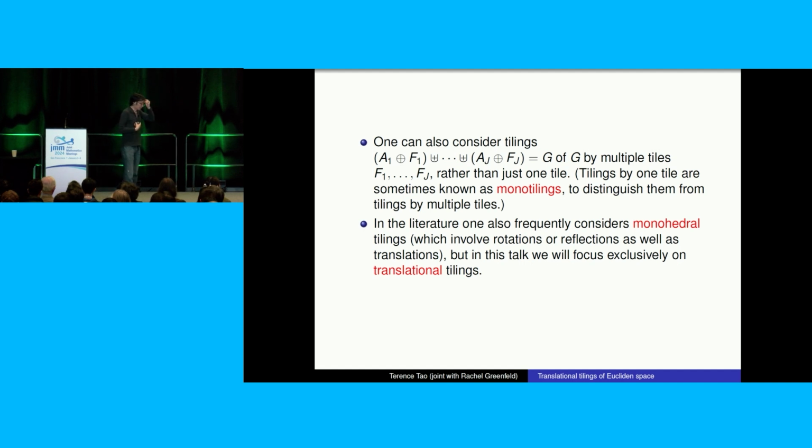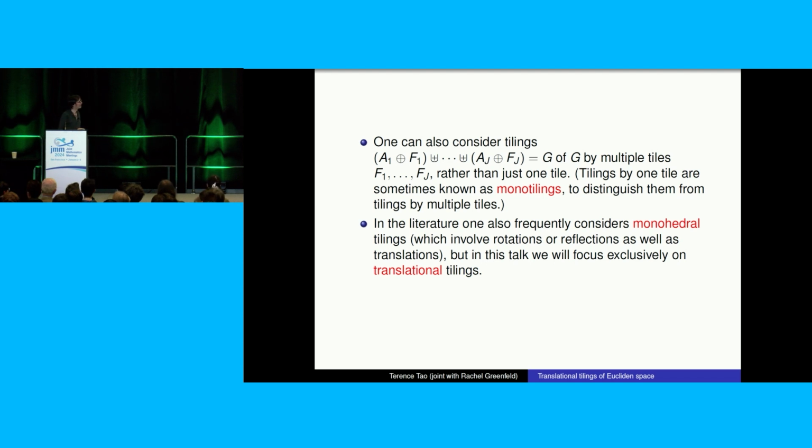In this talk, we will mostly consider translational tilings. So your tile you're allowed to shift, just add and subtract by shifts, but you're not allowed to rotate. But people do also consider tilings, say, of R2, where you can translate and rotate. These are called monohedral tilings, and sometimes you also allow reflections as well as rotations. So that's also very interesting, but I'll focus on translational tilings, which have additional structure.